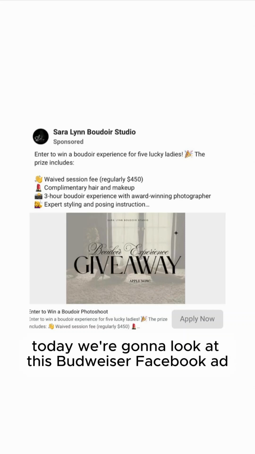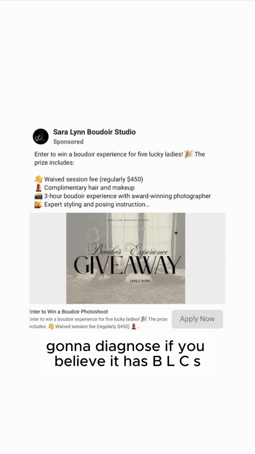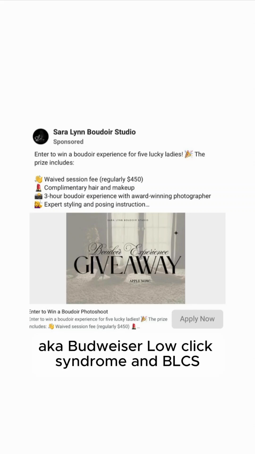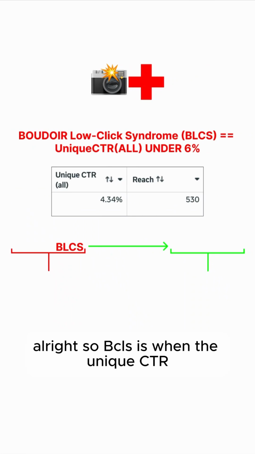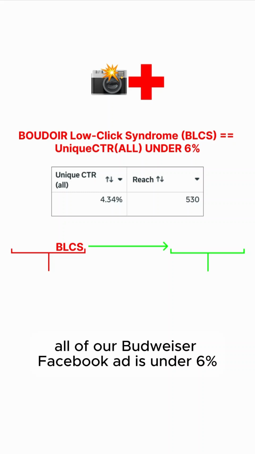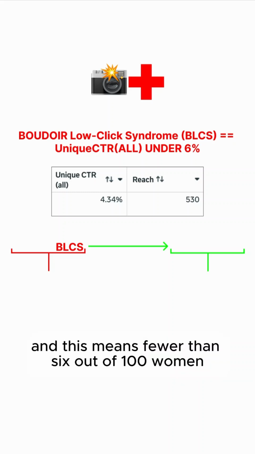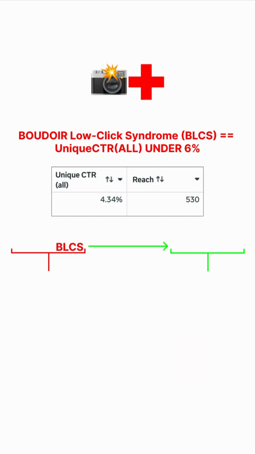All right, y'all. Today we're going to look at this Boudoir Facebook ad. Going to diagnose it, see if we believe it has BLCS, aka Boudoir Low Click Syndrome. BLCS is when the unique CTR all of our Boudoir Facebook ad is under 6%. And this means fewer than 6 out of 100 women are clicking on our Boudoir Facebook ad.